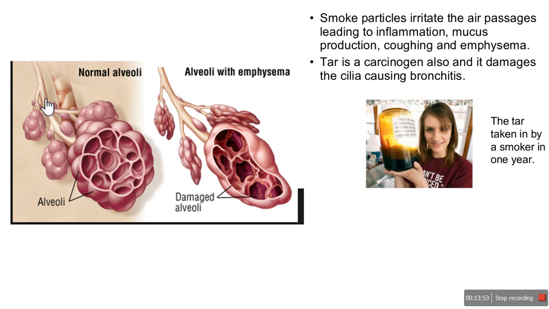Tar, which you can see here, this is tar in this glass. This is the tar taken in by a smoker in 1 year. Now this tar doesn't just stay in the lungs, it gets into the blood, it gets all around the body. Tar contains many chemicals, many of which are carcinogens, and so they can cause cancer.